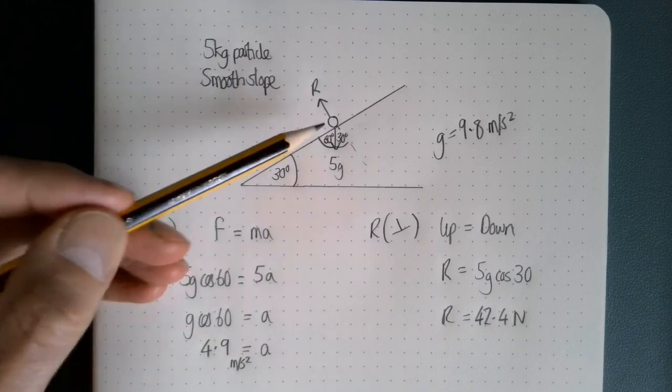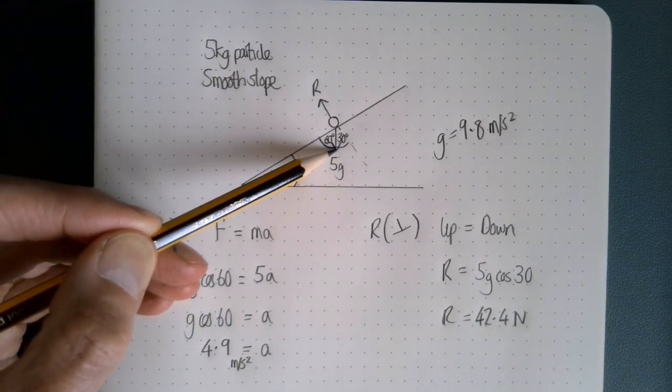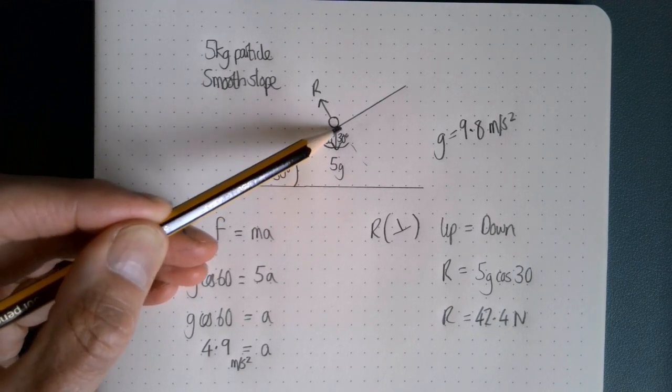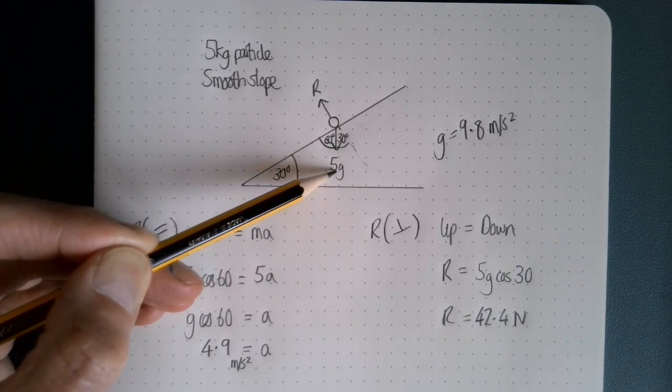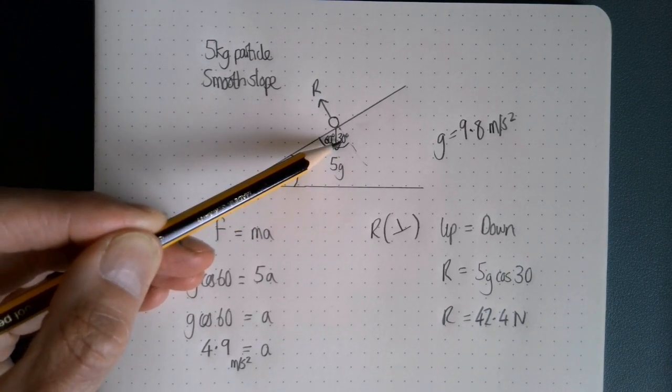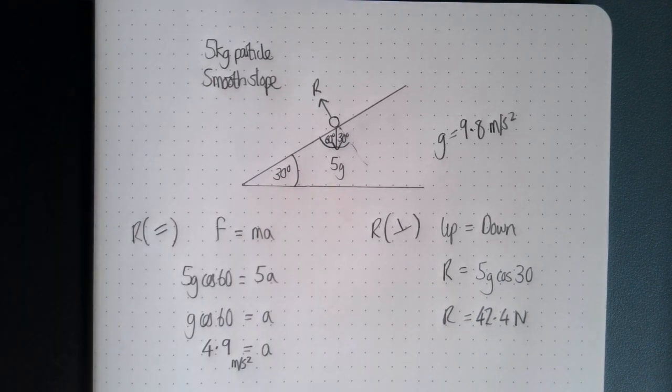Okay, so let's do perpendicular to the slope. So the force up is R, and the force down is the component of this weight. And this is the key thing, isn't it? That the effect that that weight has in this direction is the size of the weight times the cos of the angle. So R is equal to 5g cos 30, so that's 42.4.